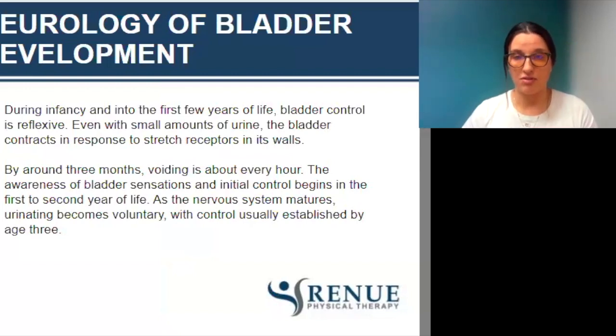By around 3 months, then voiding is about every hour. The awareness of the body sensations and the initial control doesn't begin until the 1st to 2nd year of life. As the nervous system keeps maturing, urinating becomes more voluntary. Control is usually established by age 3.